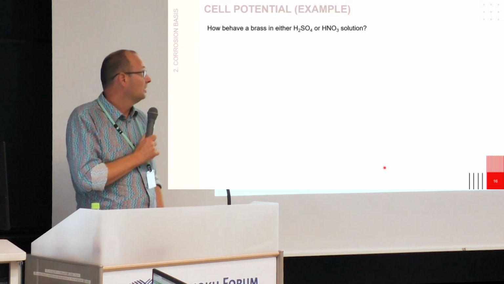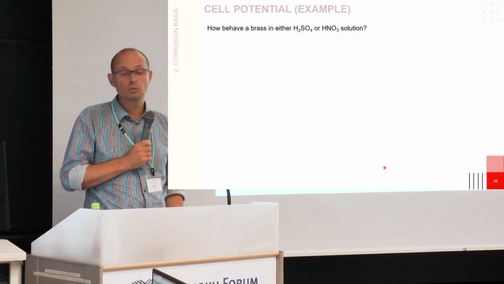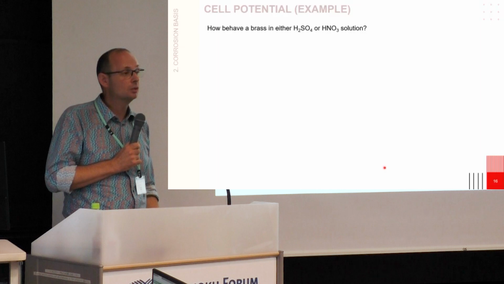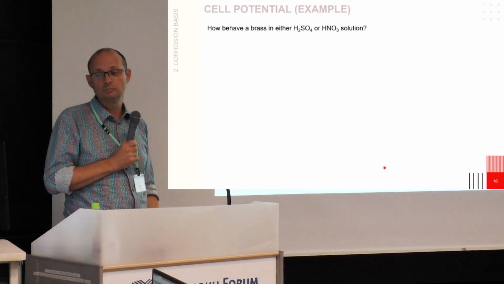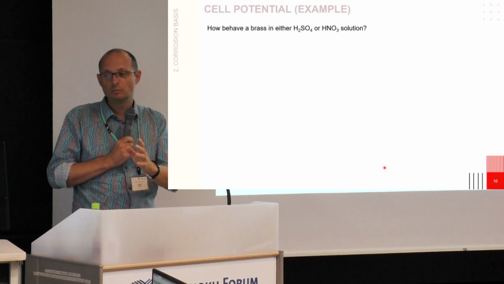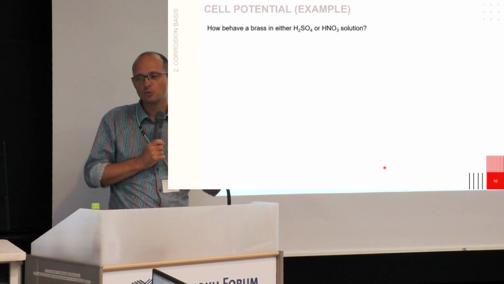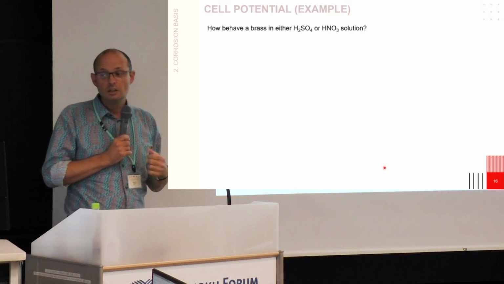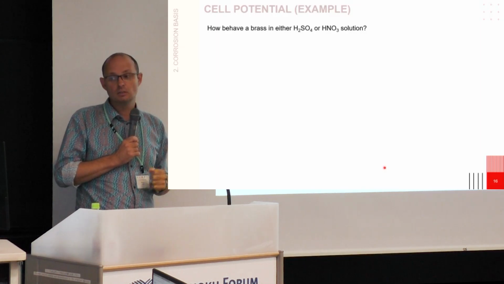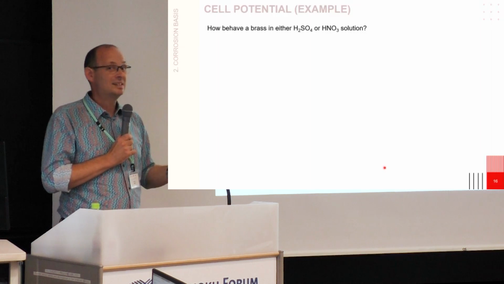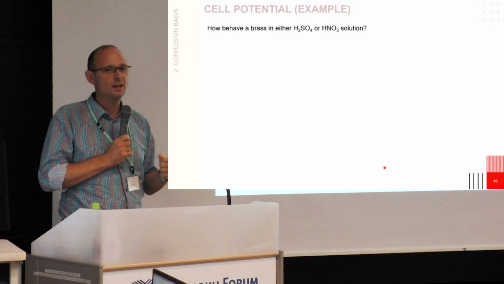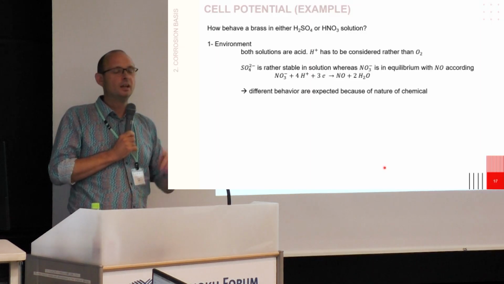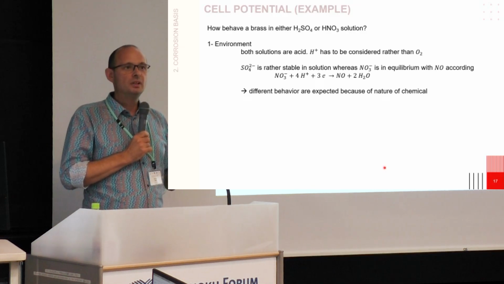So that means that I can have a look at materials in solution, applying this kind of electrochemical potential chart. I have a first example, a simple one, a very funny one actually, for corrosionists. I have a brass that I would like to immerse either in sulfuric acid solution or nitric acid solution. So if I ask the question, that means that it will have a difference. Okay, so that means that I have a metal in the environment.